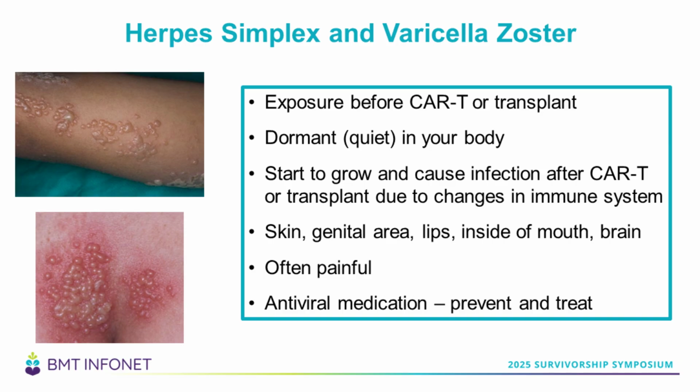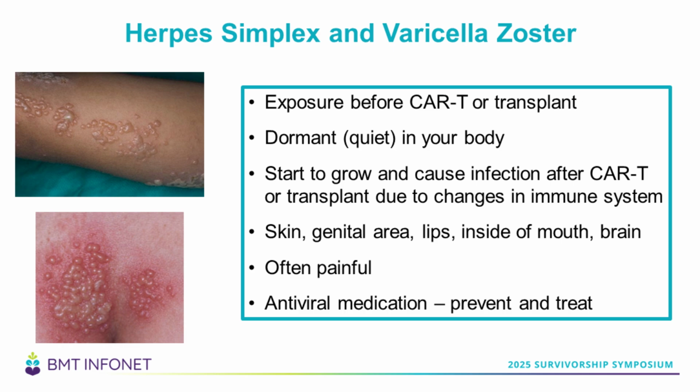So the first group of viral infections I'd like to talk about are called Herpes simplex and varicella zoster. Varicella zoster is also known as shingles. These are common viral infections that can occur after CAR-T therapy, autologous transplant, and allogeneic transplant.